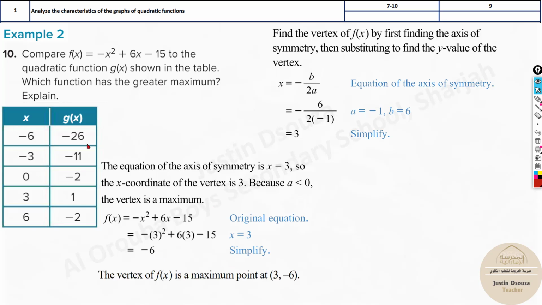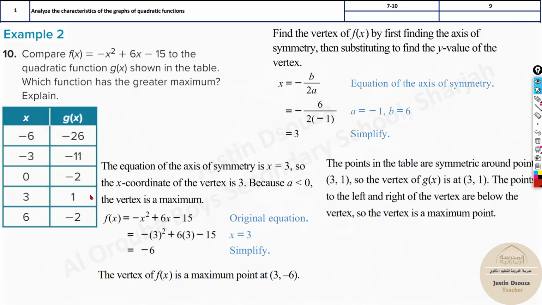And then same way, check over here. Where is the pattern or the symmetry? Over here you can see this is the pattern. The vertex is at 3, 1. X is first, 3 and 1. So the maximum point over here is 1. The maximum point at f of x is minus 6.